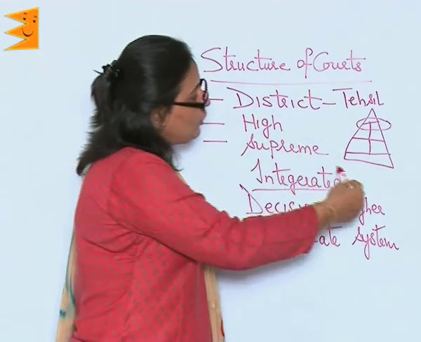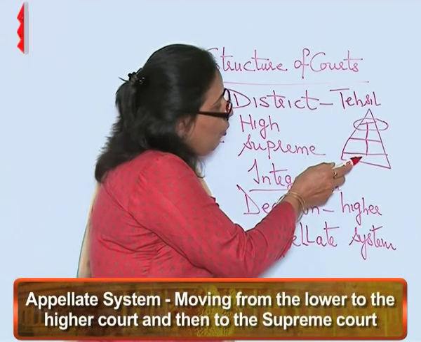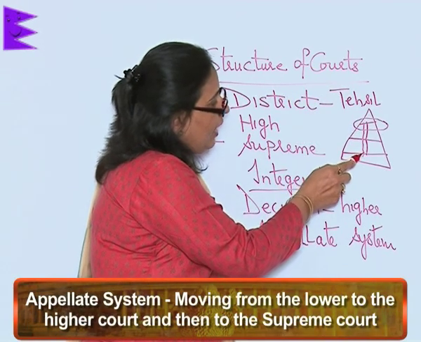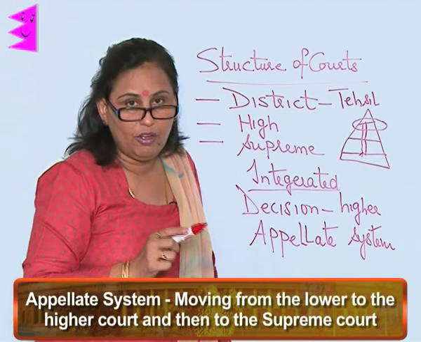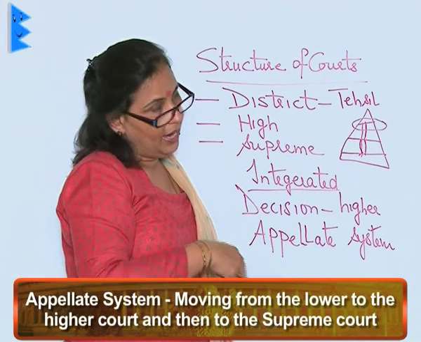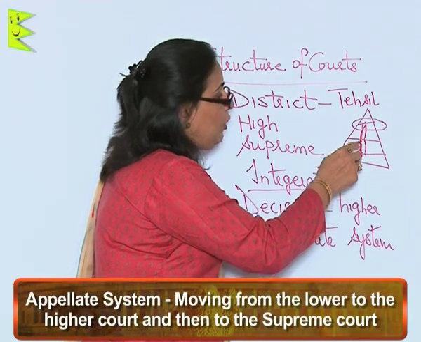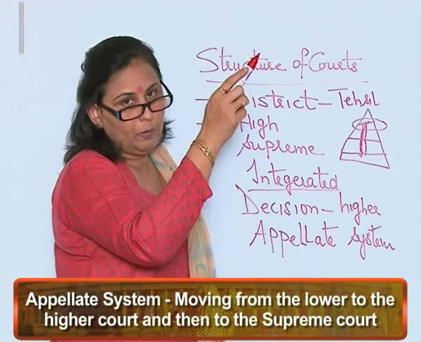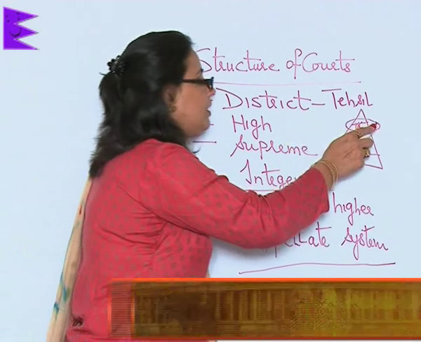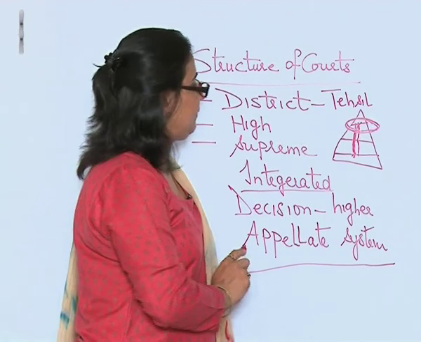Besides, there is also the appellate system in India. That is, you move from the lower court to the higher court. Supposing a person is unhappy with the decision of the subordinate court, he can move against it to the high court, and if still unhappy, can move to the Supreme Court. So, you can move from the lower to the high court and to the Supreme Court, which means the appellate system of jurisdiction in India. Of course, the final decision remains supreme and it cannot be challenged.